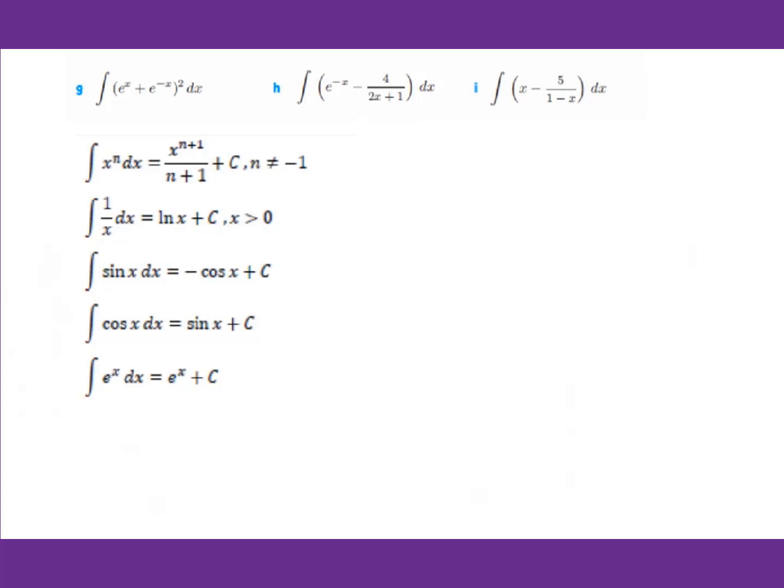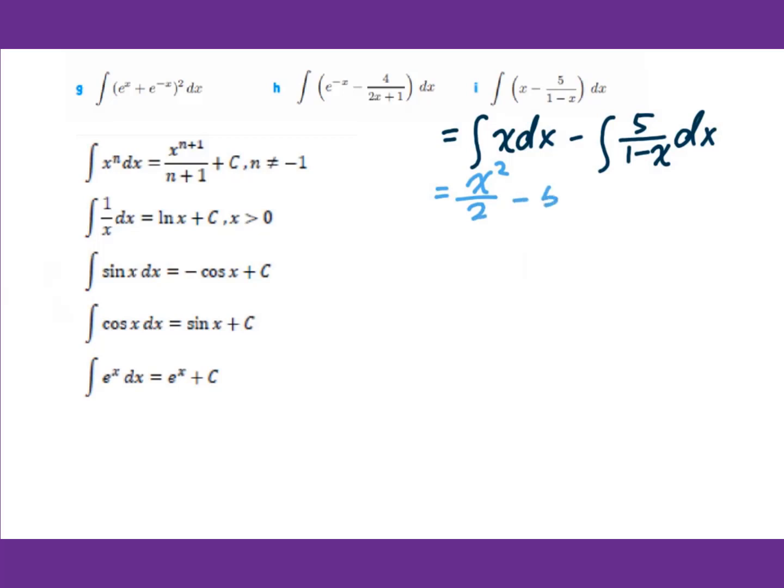Let's go to this i. Let's separate first. So you get the integral of x dx minus the integral of 5 over 1 minus x dx. For this x, just remember you add 1. 1 plus 1 is x squared, over 2. Then minus, I take this 5 outside. So we have 1 over 1 minus x. That is this formula. So we do the natural log of 1 minus x. Don't forget you multiply by 1/a. That's negative 1. Then you plus c.